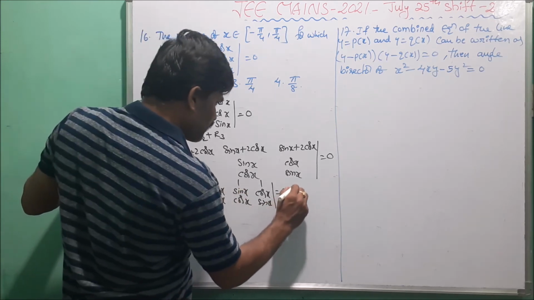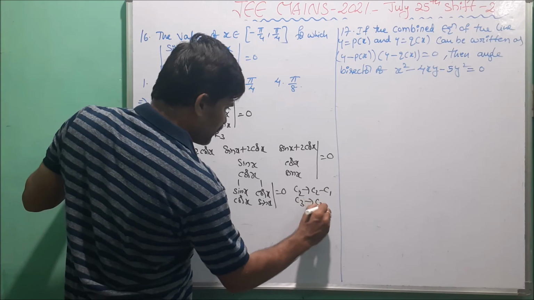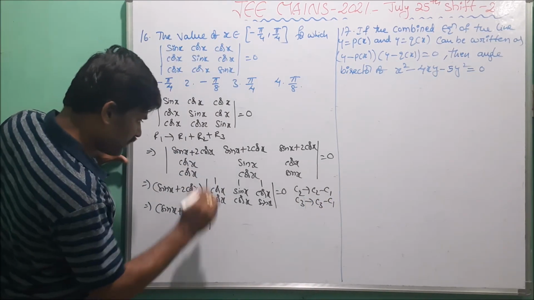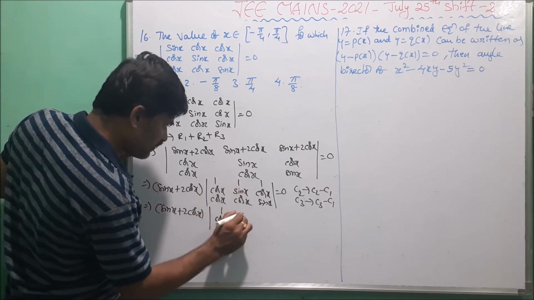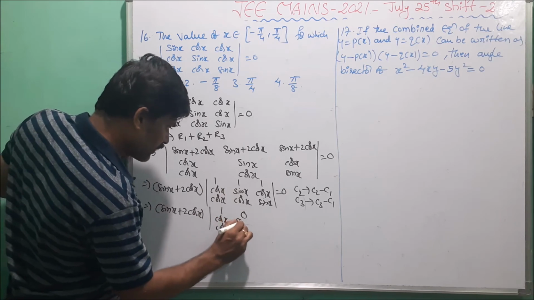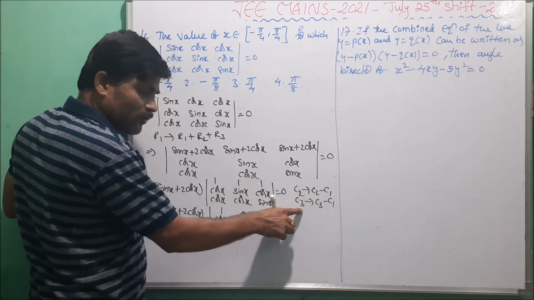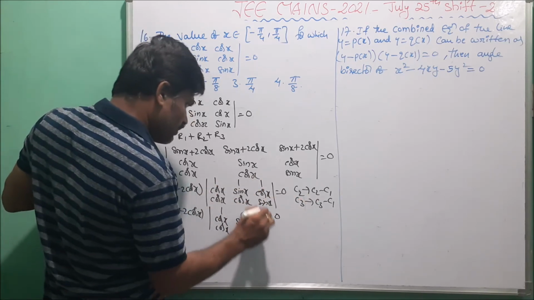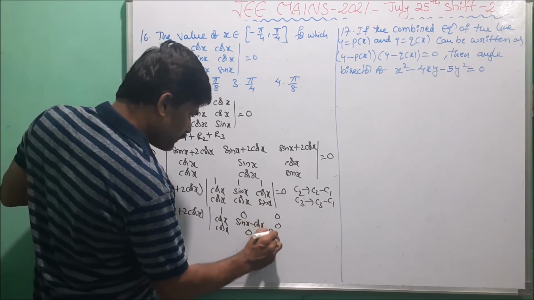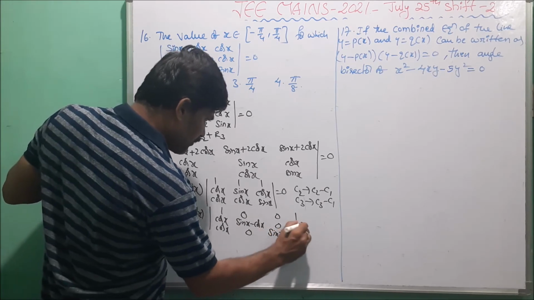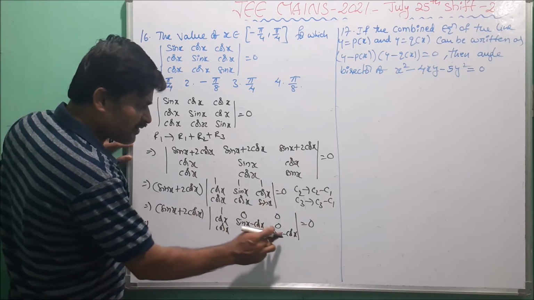Here using column operations, C2 changes to C2 minus C1, C3 changes to C3 minus C1. That is, the first column does not change. In the second column 1 minus 1 is 0, sin x minus cos x, cos x minus cos x is 0. Similarly, third column C3 minus C1, 1 minus 1 is 0. Here also we have cos x minus cos x 0, sin x minus cos x, equal to 0. Here we observe in both these two columns sin x minus cos x is common.